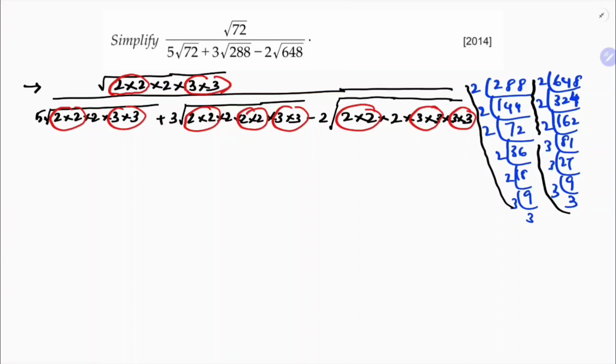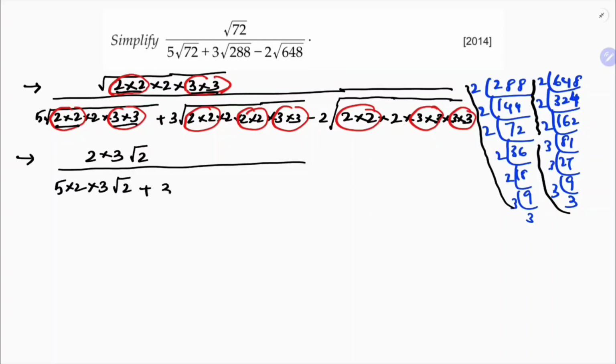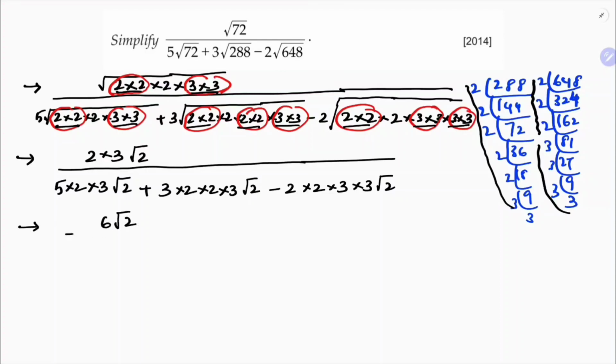So now 2 into 3, this is 2, 3 root 2 by 5, already we have outside. So this 2, this 3 and root 2 plus 3, already have 2, this 2, and here 3 root 2 minus 2 into 2 into 3 into 3 root 2. Now here 2 into 3, 6 root 2. 5 times 2, 10, 10 into 3, 30 root 2 plus 3 times 2, 6, 6 into 2, 12, 12 into 3, 36, 36 root 2 minus 2 twos 4, 4 into 3, 12, 12 into 3, 36, 36 root 2.